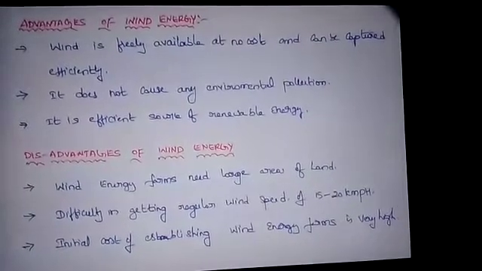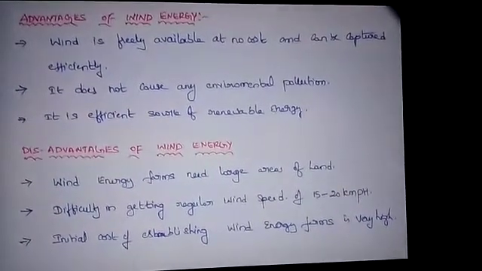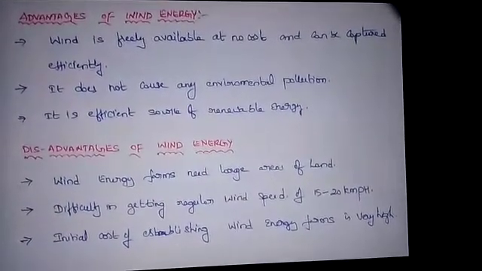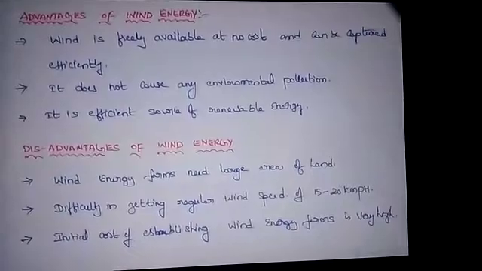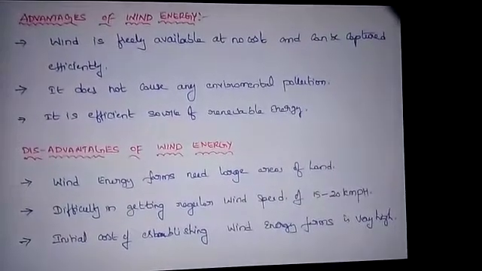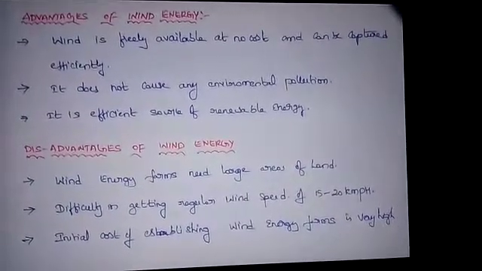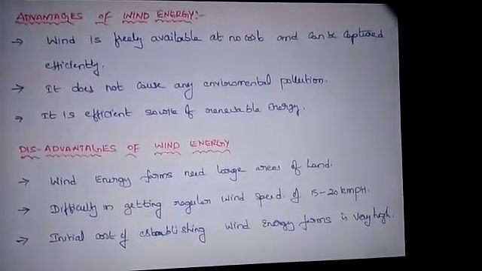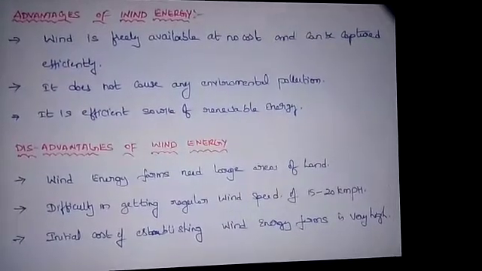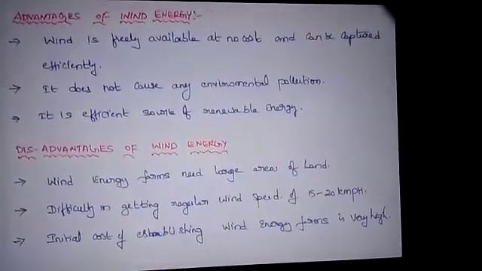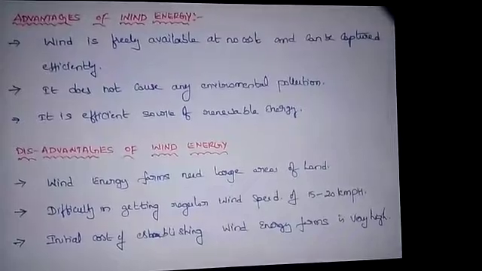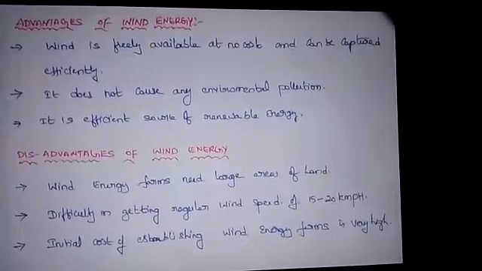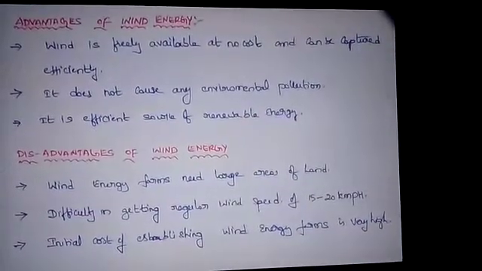See the disadvantages of wind energy. Wind energy farms need a large area of land. So why is it a disadvantage? Because in that area there is rehabilitation of the people living there. That's why a large area of land is needed. And there is difficulty in getting a regular wind speed of 15 to 20 km per hour. So this is one of the disadvantages of wind energy.